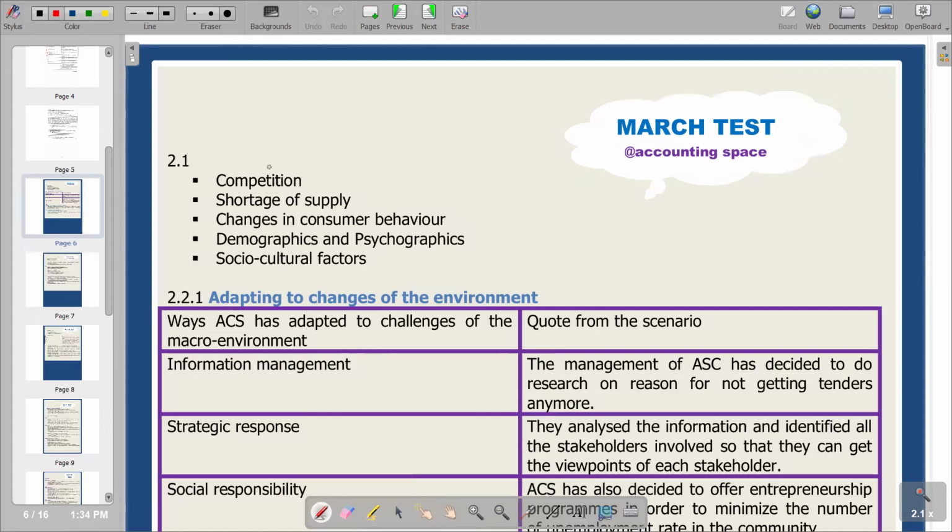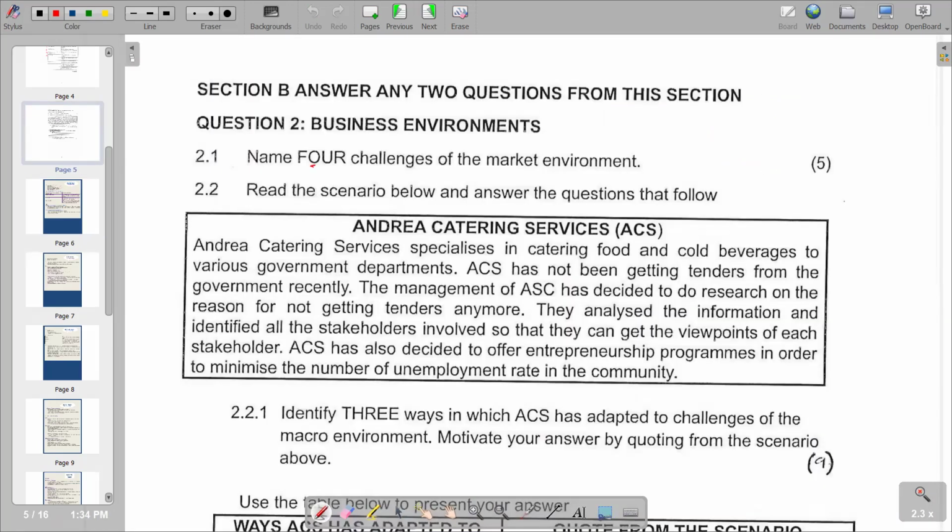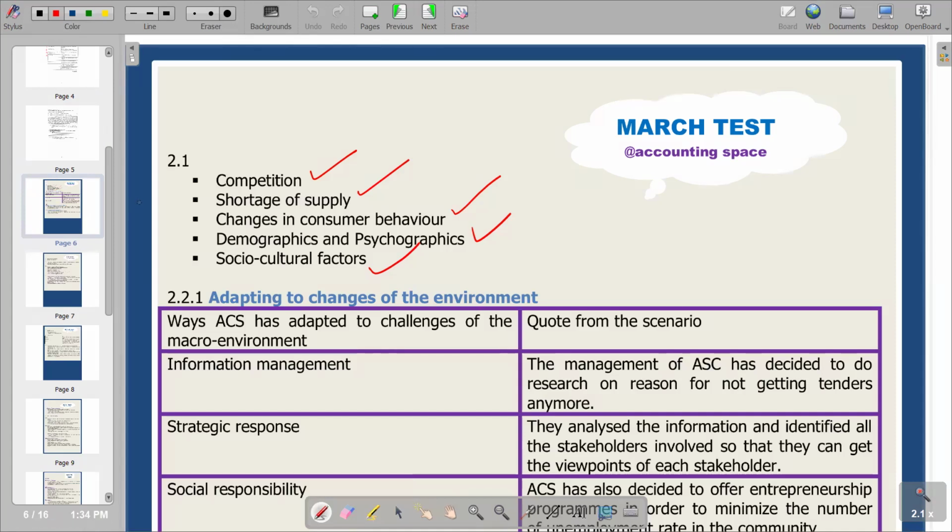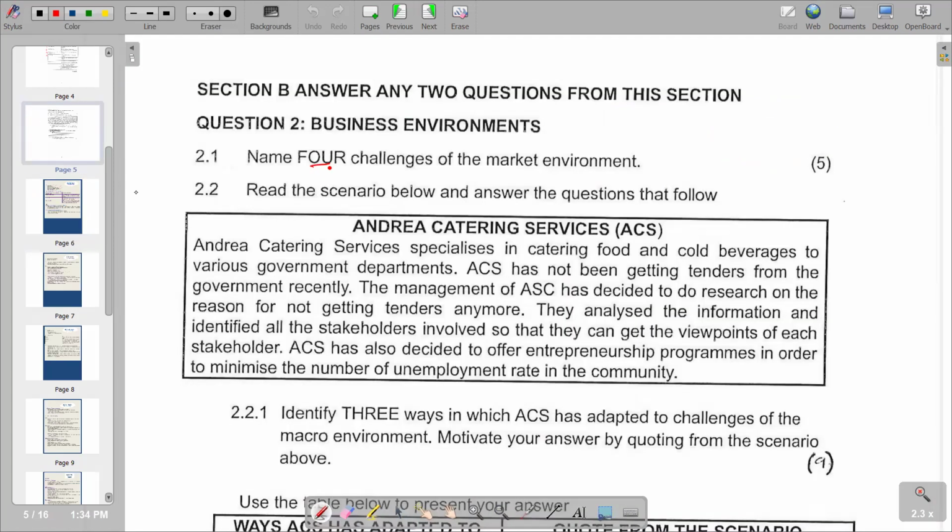If there's competition, it's going to disrupt the relationship with the customers. So it becomes part of the market environment, and it's a challenge. So we have competition. We also have shortage of supply, and also we talk about changes in consumer behavior, demographics and psychographics, and socio-cultural factors. So those are the challenges that we have. Going into our question, it requires us to raise four challenges. We have them listed in our other section, whereby we have five of them listed, so you can just opt for four.